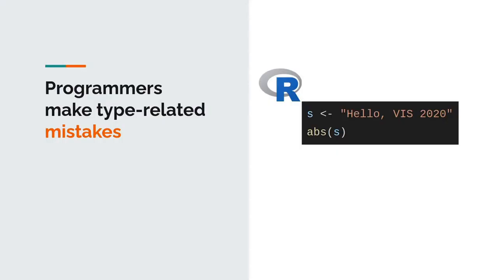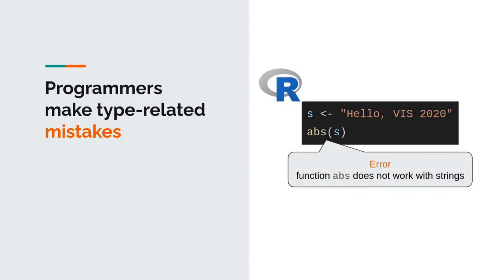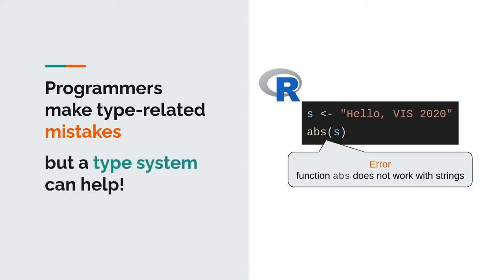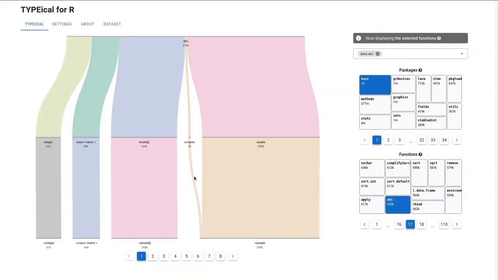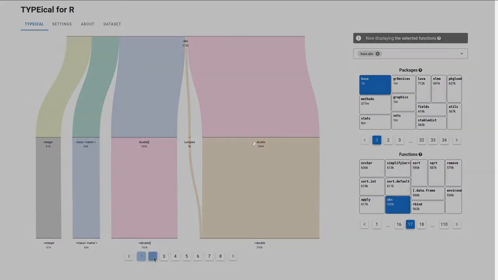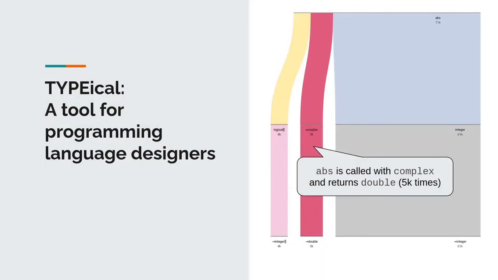Programmers often make mistakes like this. The abs function isn't correctly called with a string. A programming language can catch such mistakes early on, but for this, it needs a type system. We present Typical, an interactive visualization tool for programming language designers. Typical allows them to explore common function type signatures and helps create a type system.